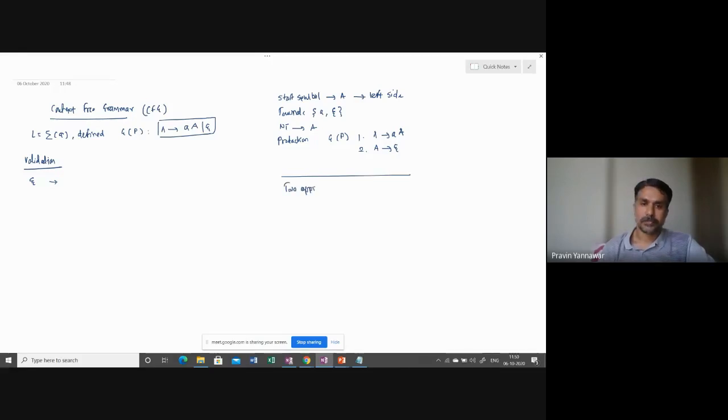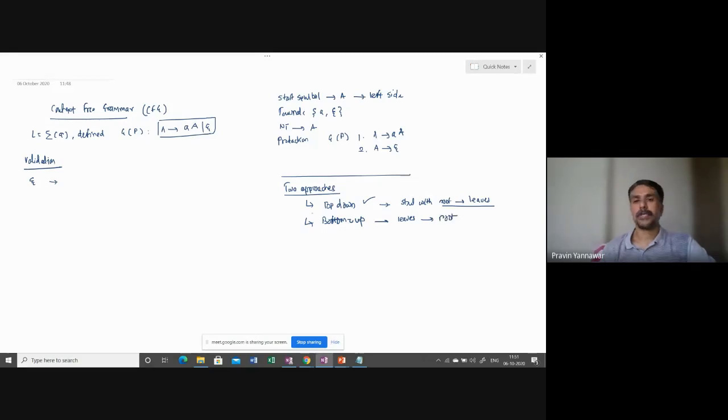Two approaches. What are they? Top down and second, bottom up. So we have two approaches, top down and bottom up. We will be exploring a top down approach. In the top down approach, we need to start with the root and go to the leaves. When it comes to bottom up, we start with the leaves and go to the root.